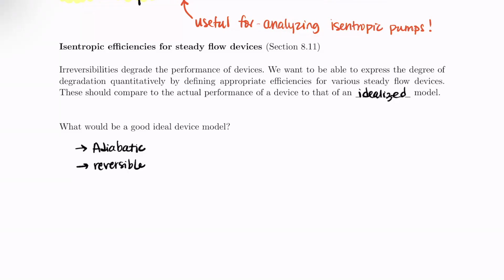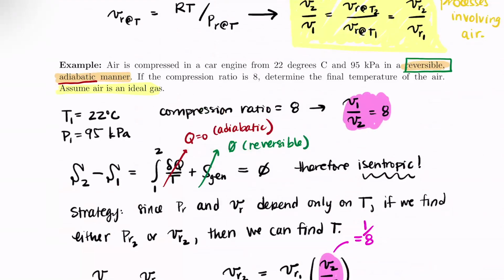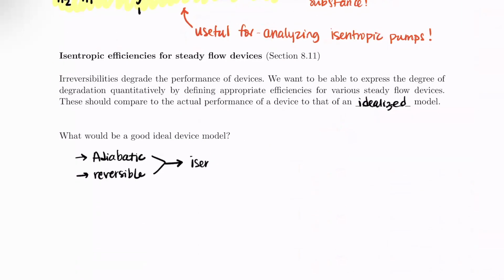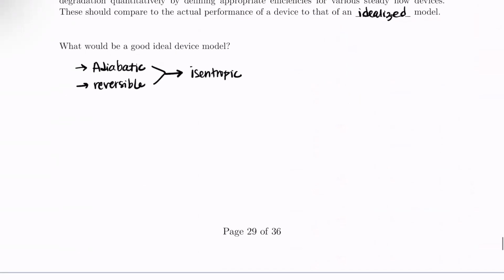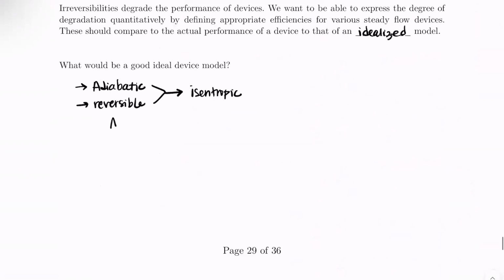So when we combine these two things together, which we just did for a previous example, which is right here, anytime you have a system or a process that is adiabatic and reversible, it must also be isentropic. Okay, so we're also saying that this is isentropic.